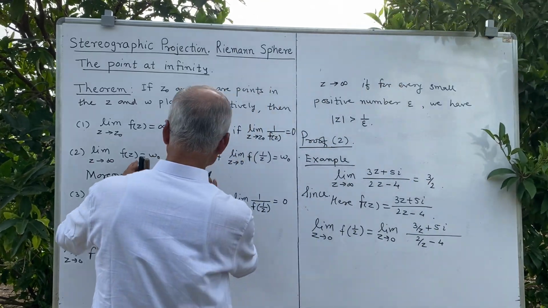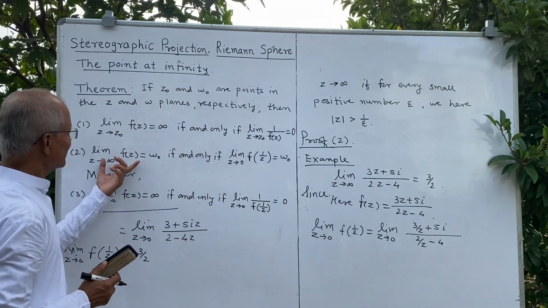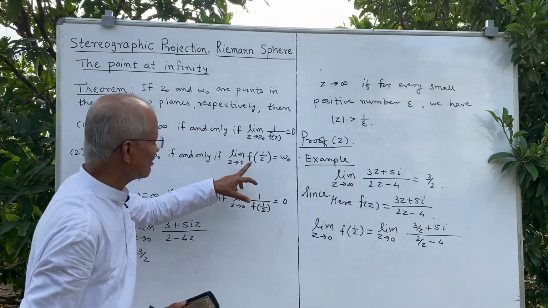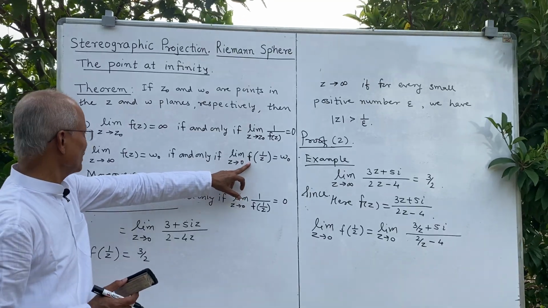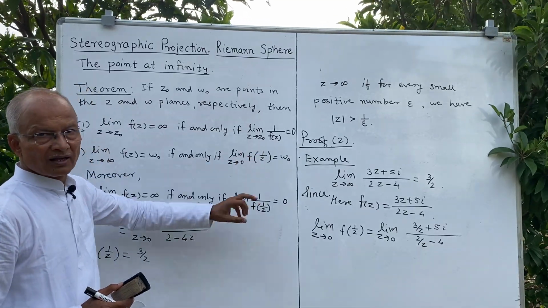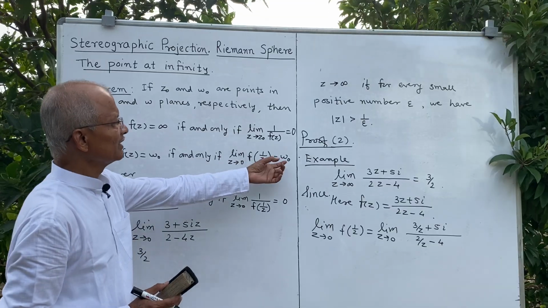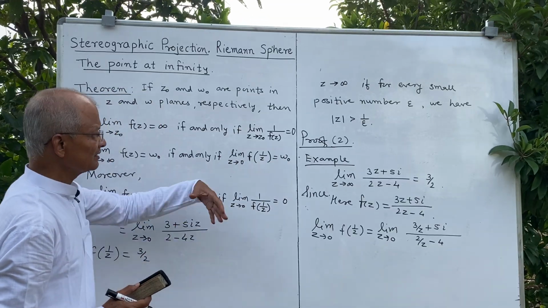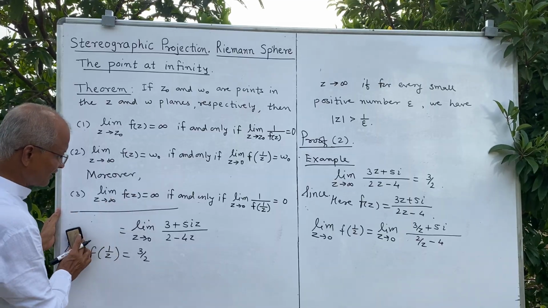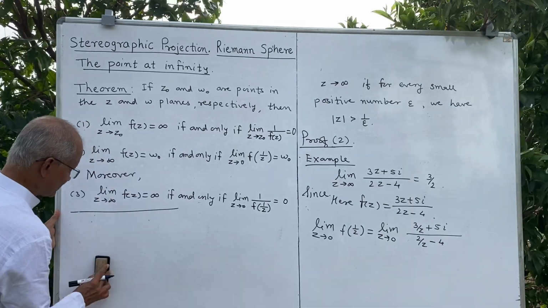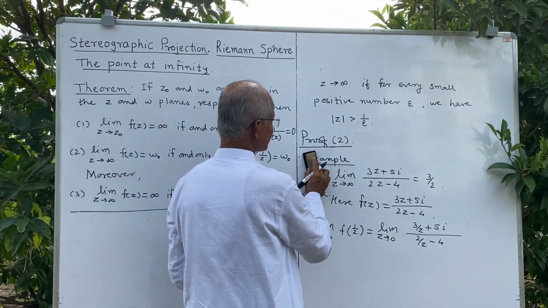So this is the application of the second result. To get the limit at infinity, we have obtained the limit at 0 of f of 1 upon z, and if that is w naught, then that is the limit of the first. Now what about the third result? The third result we shall prove, and it is also easy to prove.